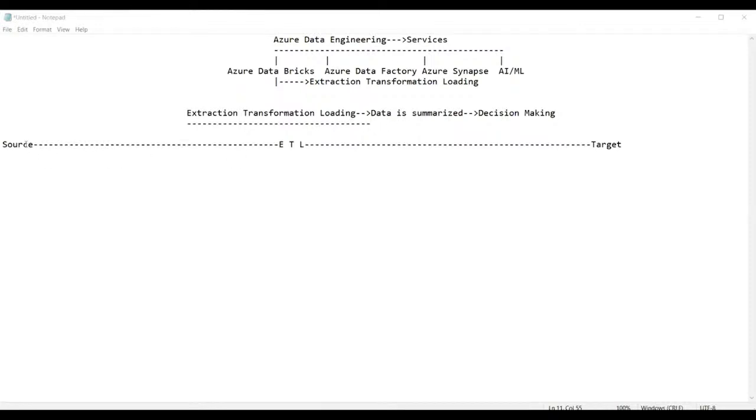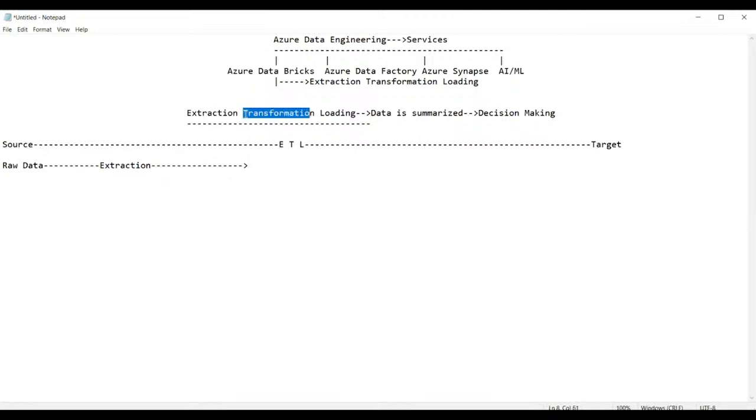Okay, so what is the source? What is the target? Let us try to understand this. Guys, source is a place where we get the raw data. Source is a place where we get what? Raw data. And this raw data is extracted as per the requirement in the process of extraction. Extraction means picking up the data.